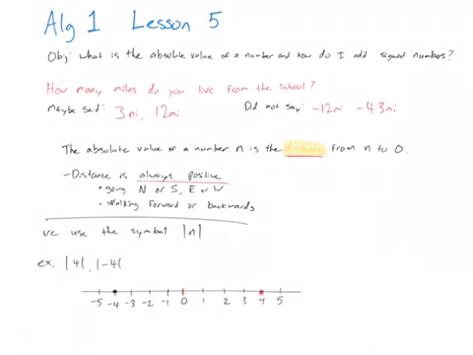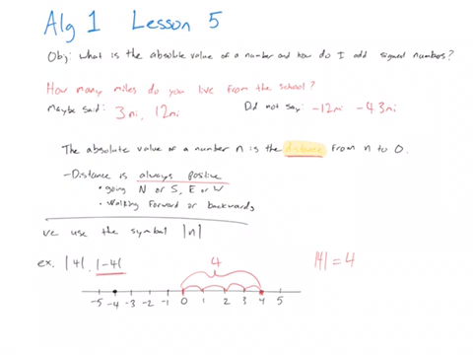So if I was at 4, I'd have to take 1, 2, 3, 4 steps. So this distance is 4. So the absolute value of 4 is equal to 4. Notice there that my answer is positive.